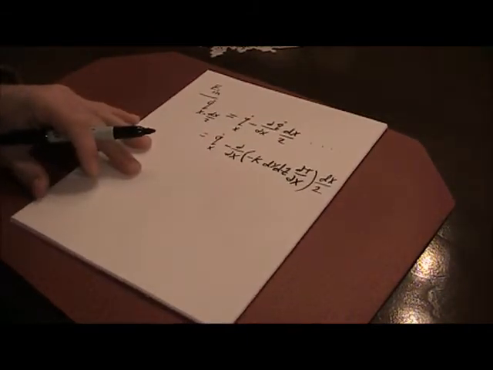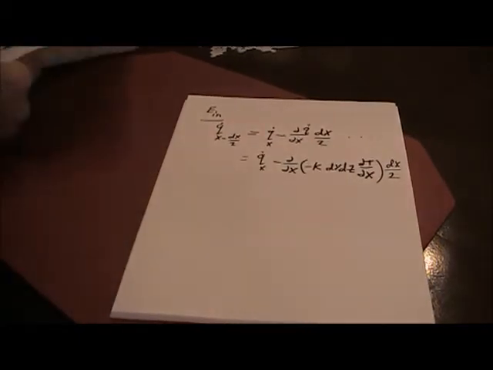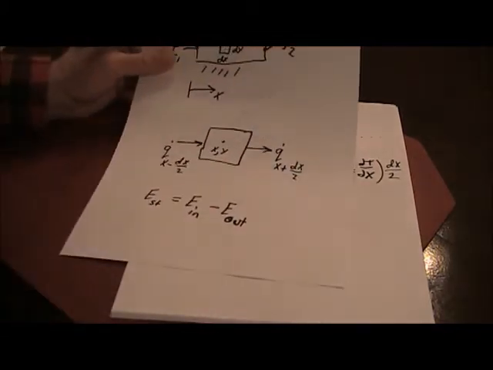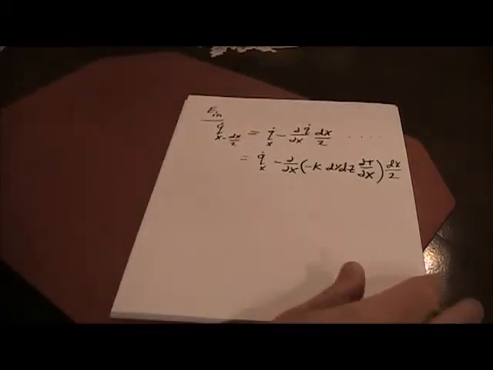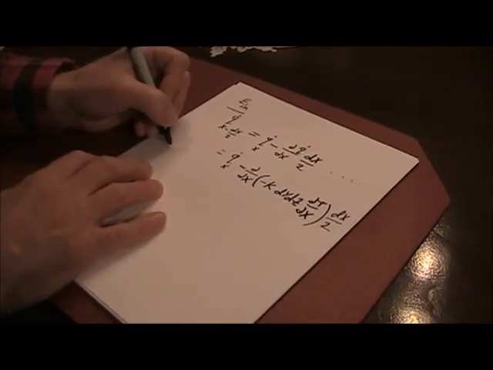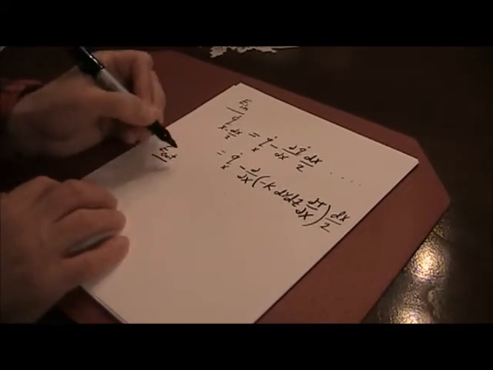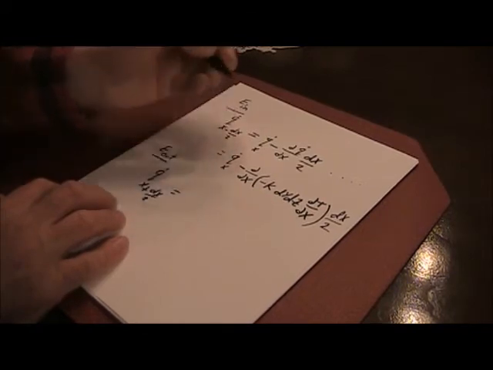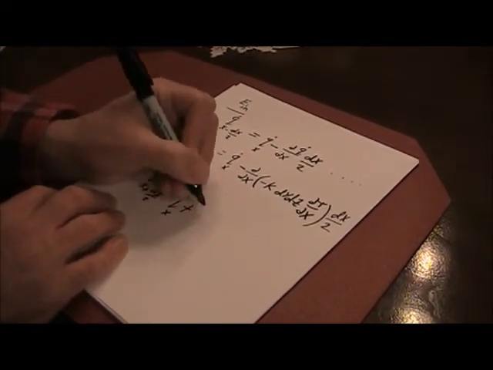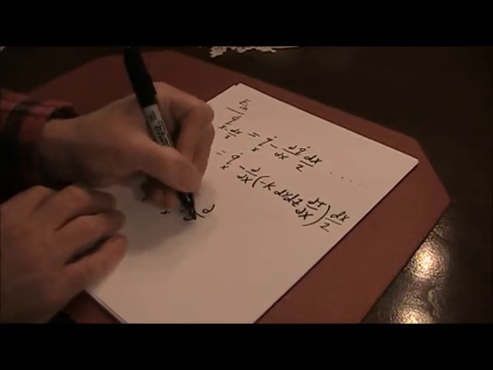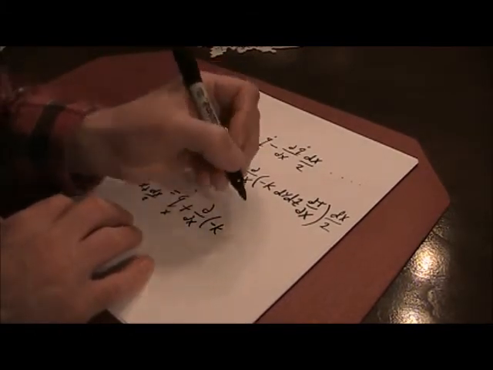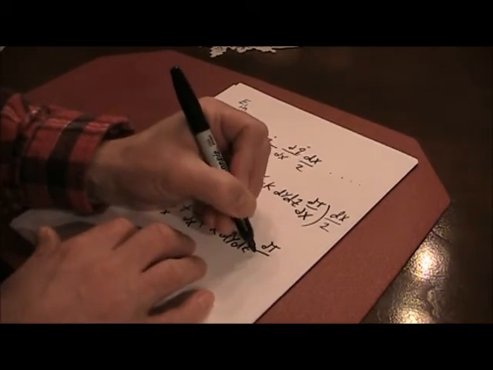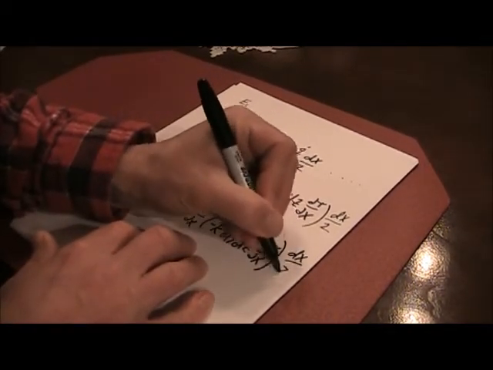Okay, if we did the same thing on the right side of our control volume for Q dot at x plus delta x over 2, what you would get is energy out, and that is equal to Q dot at x plus delta x over 2 will be equal to Q dot at x plus the change with respect to x times the minus K, the area delta y delta z times the change in temperature with respect to x times delta x over 2.